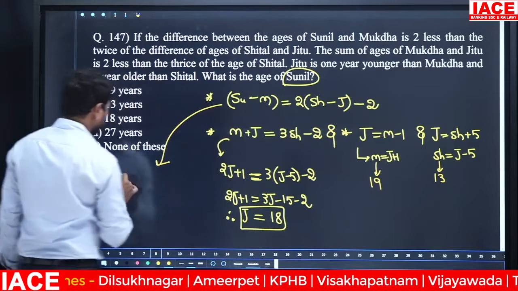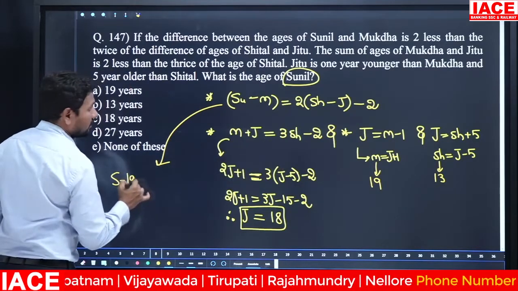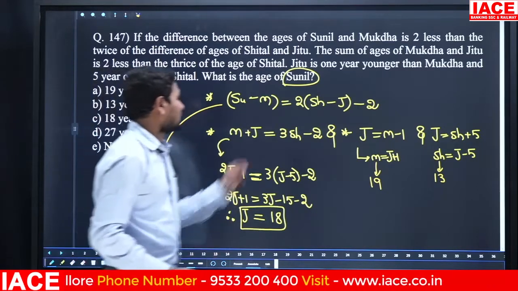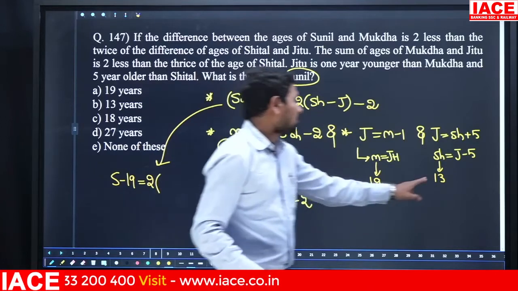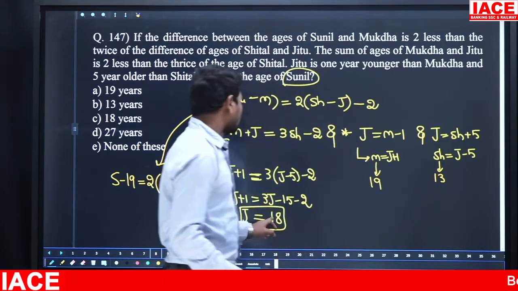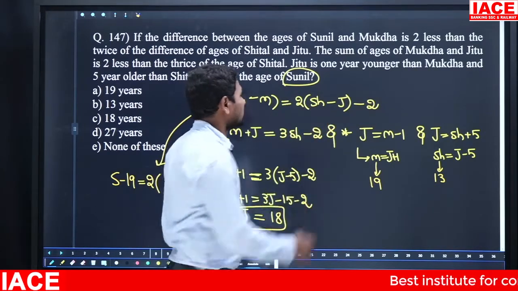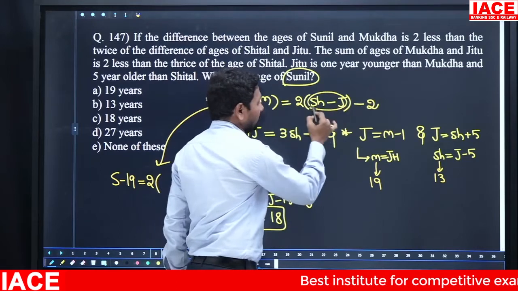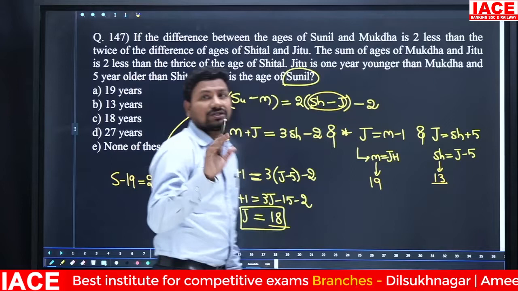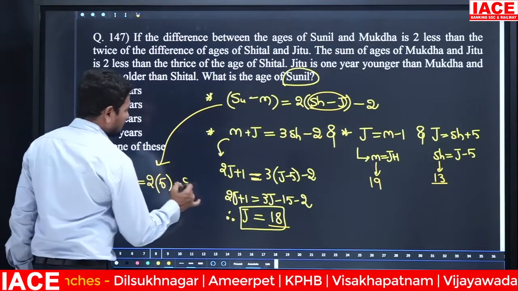Sunil's age, S, minus M. M value is 19, equal to 2 into the Sheetal to Jitu difference. Sheetal's age is 13, Jitu's age is 18. Basically we write J minus SH, we can't write SH minus J, because they are asking for the difference. The difference between 18 and 13 is 5. Then 5 minus 2.